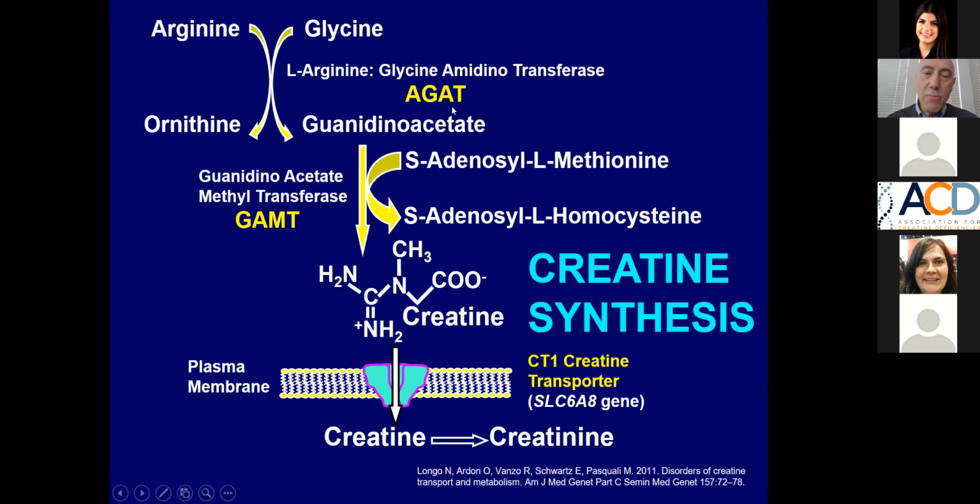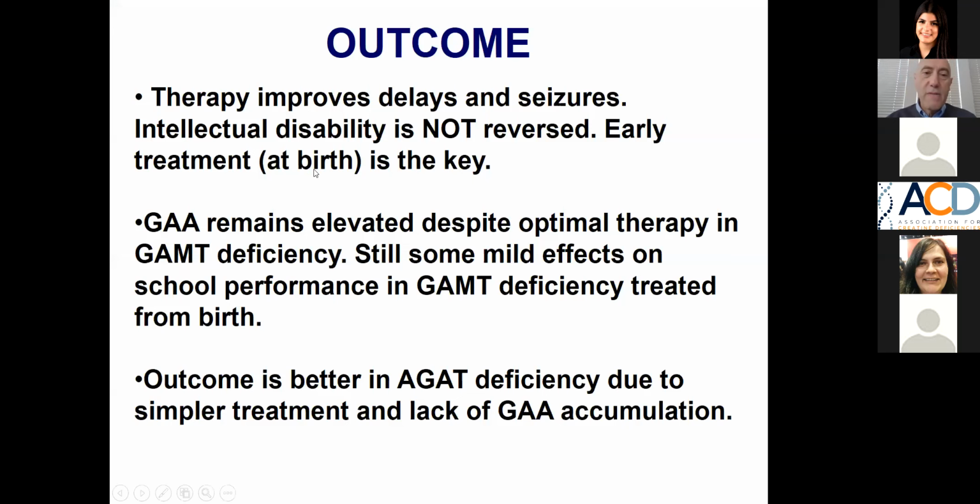Keep also in mind that when we provide creatine, we suppress a little bit the expression of the AGAT enzyme, so at the gene level. Now, what do we obtain with this therapy? With this therapy, obviously, we improve delays and seizures. Intellectual disability is usually not reversed, even though development can be significantly improved. Early treatment at birth is obviously the key, and we depend for that on neonatal screening.